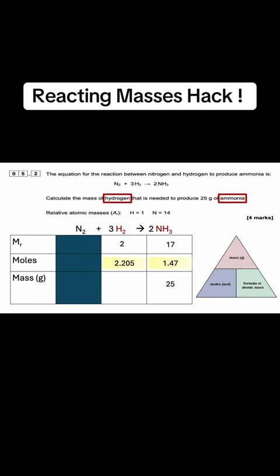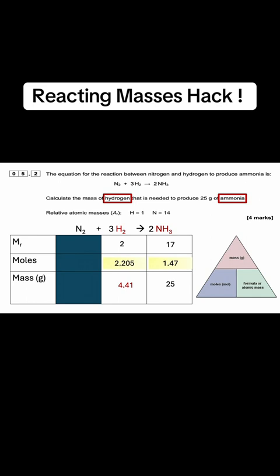Now, how do we find the mass of hydrogen from this? Cover mass on your triangle, and that is moles times relative molecular mass. And therefore, it is 2 times 2.205, which gives you your final answer as 4.41.